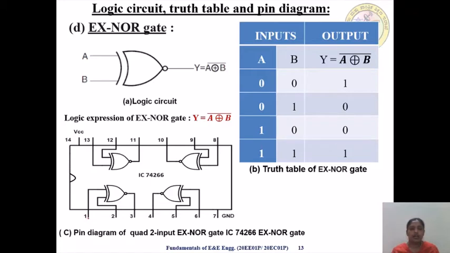Here, give the connections as 1 and 2 are the inputs and 3 is the output. And 5 and 6 are the inputs, 4th is connected to the output. Similarly, 8 and 9 are the inputs and 10th is connected to the output. 12 and 13 are the inputs and 11th terminal is connected as an output. By giving the connections for the inputs, you need to check the output and verify the truth table of XNOR gate.